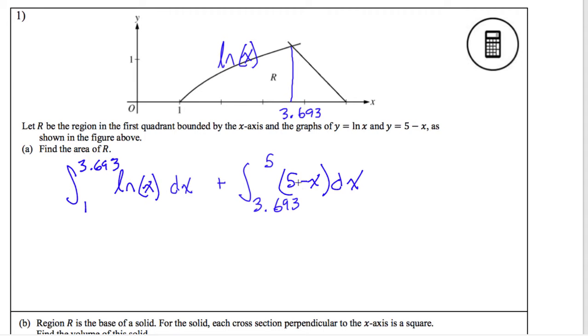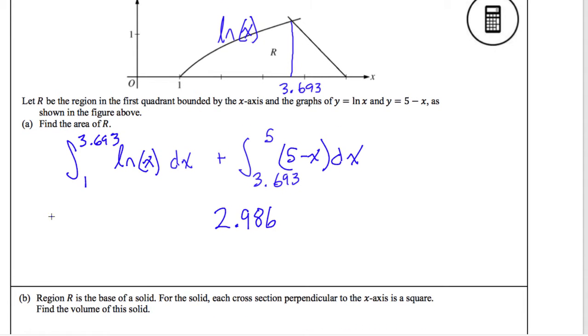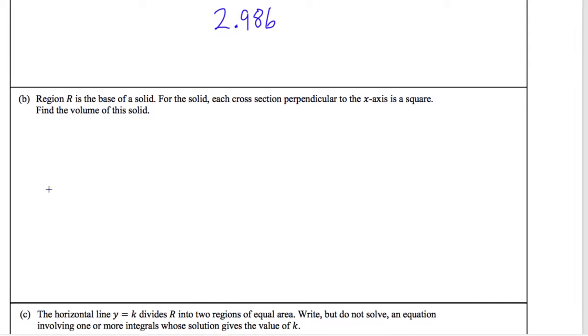What was the area, someone? 2.986. Okay, so there are 3 points altogether for part A. I'm talking about that to Rochelle since she's correcting hers. She didn't want me to correct it.